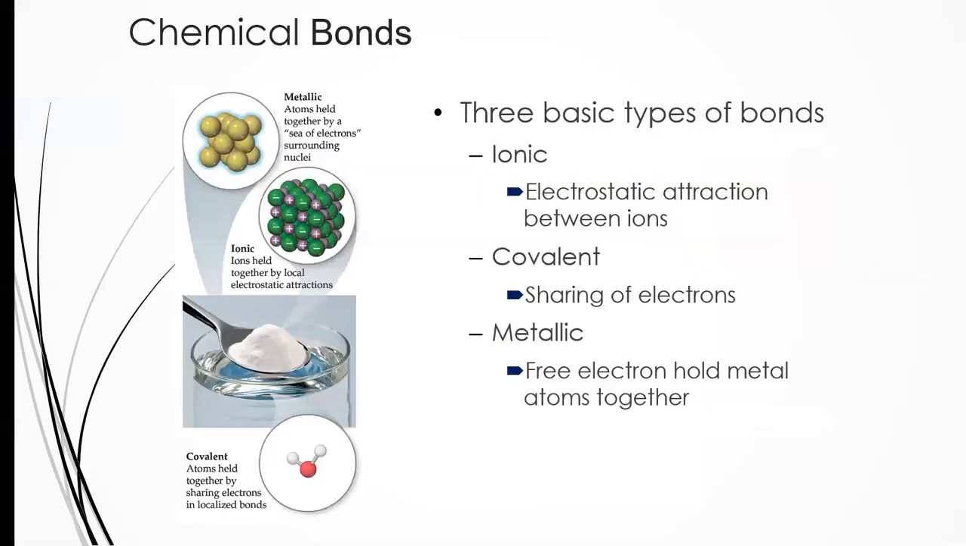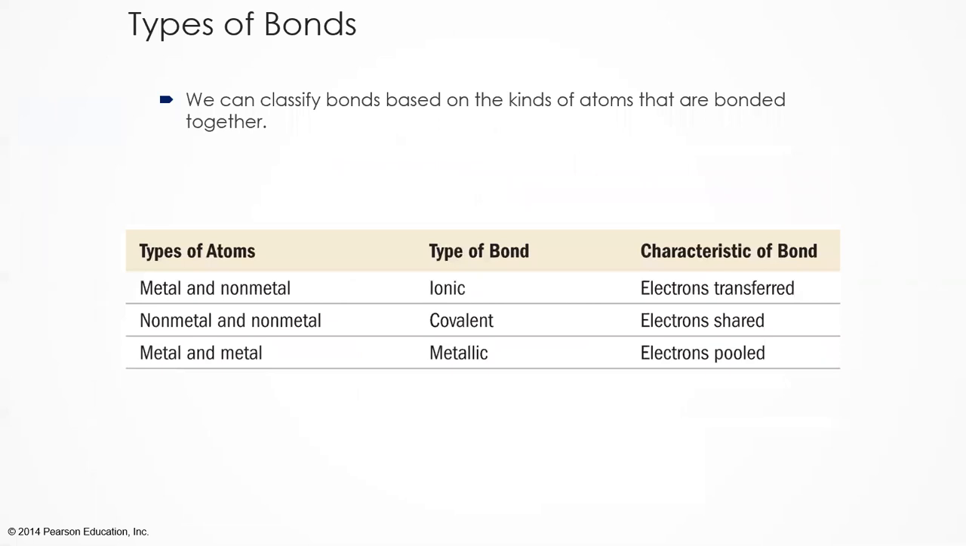Now, there are three types of chemical bonds. We have ionic bonds, which is pretty much a charge attraction between ions, so a positive ion and a negative ion. We have a covalent bond, which is where we share electrons. And then we have a metallic bond, where the electrons move freely between all of the metal atoms. We've talked about this before, and we wanted to make sure that we have them classified.